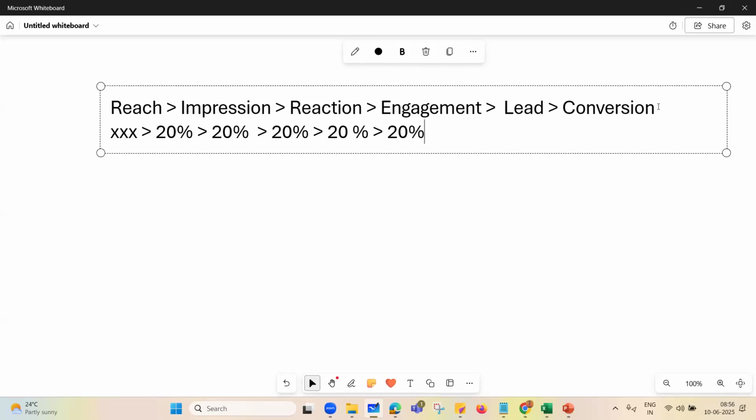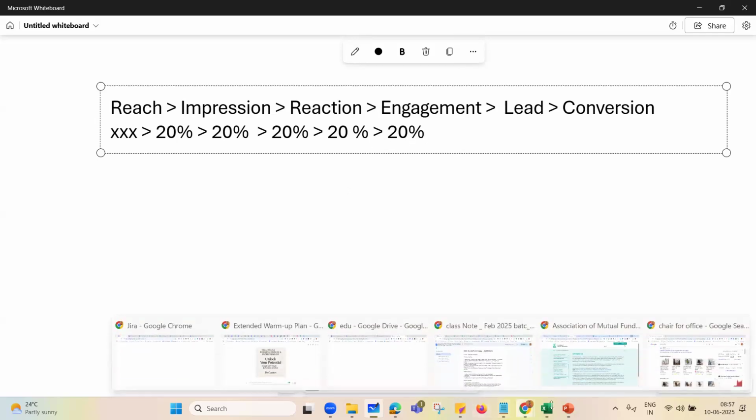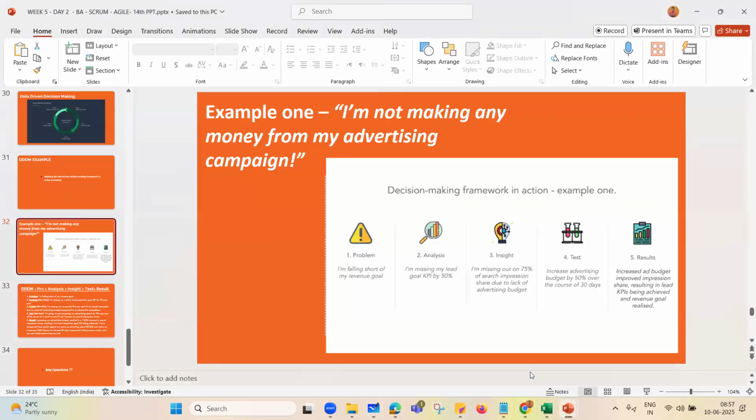With me so far? Yes. It is not the entire 100%. In certain scenarios or exceptions it may go beyond that, but this is what has been witnessed in the market on average. Now, when analysis is done, it says the person is missing his lead goal KPI by 50%. Say, for example, he needed 100 leads, but he was getting only 50 leads. Based on the analysis, he developed some insight and found that he was missing out on 75% of search impression itself.